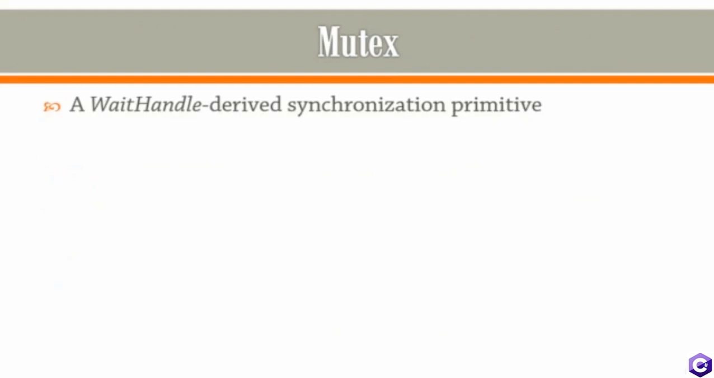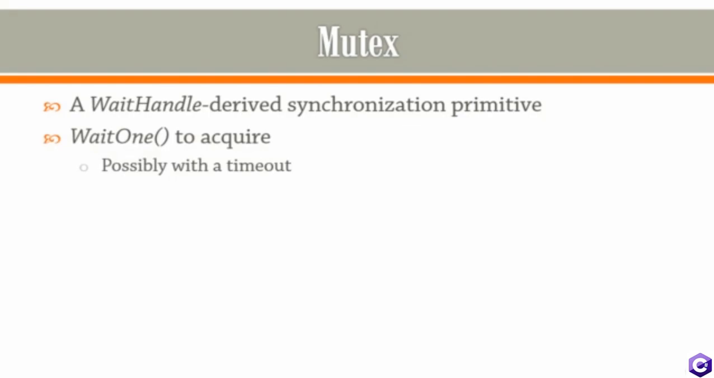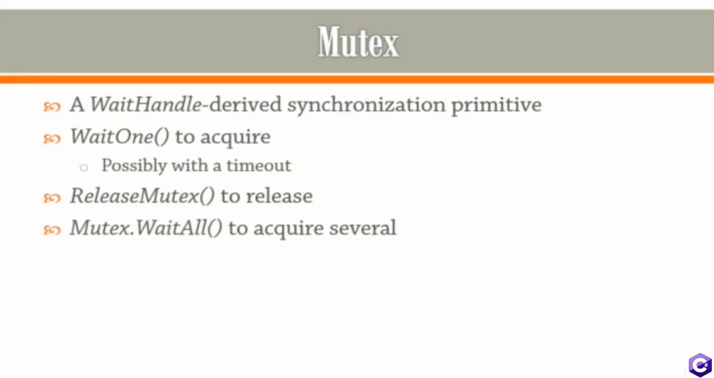So then we looked at the Mutex type, and that's essentially a wait handle derived synchronization primitive. We used the WaitOne method to acquire a lock. To get into the mutex, there is a timeout parameter that you can specify if you want to only wait for a specific time for the mutex to become available. There is a ReleaseMutex method to release the mutex, obviously. We also saw Mutex.WaitAll to acquire several mutexes at the same time, so to wait for all of them to become available.